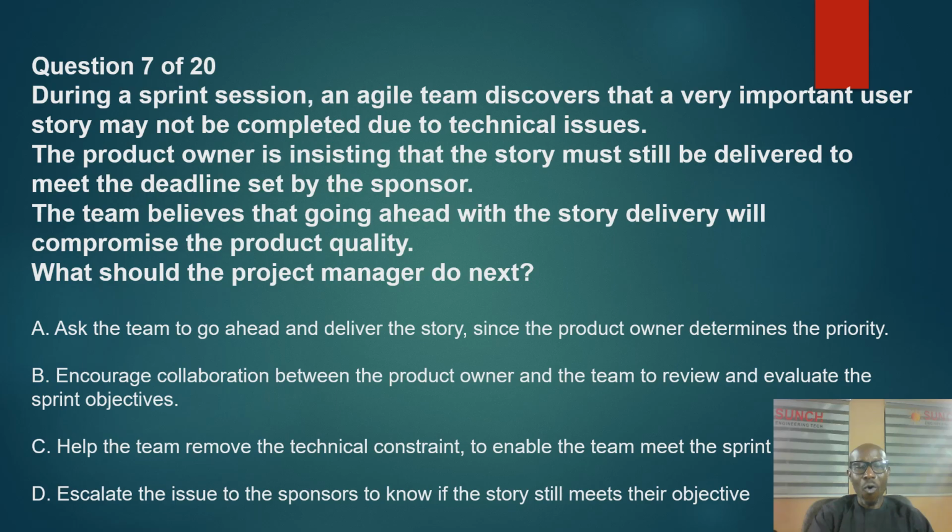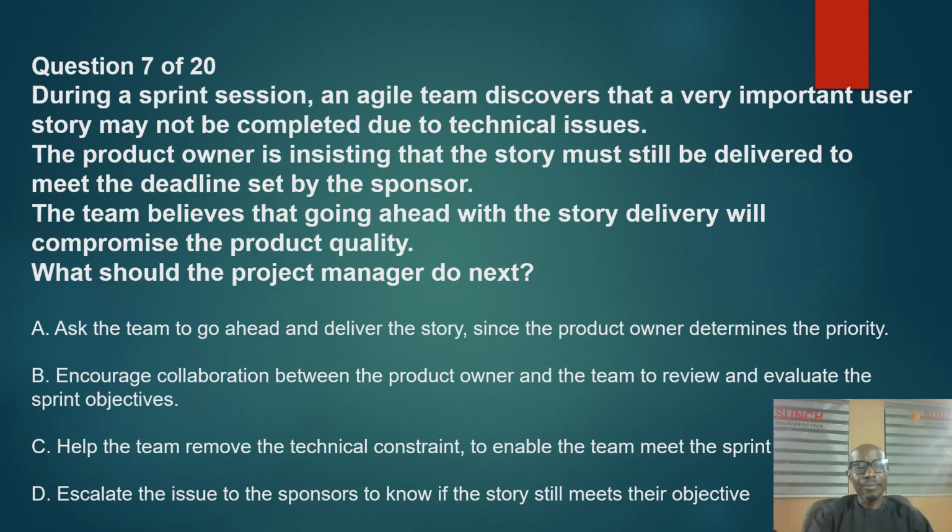A, ask the team to go ahead and deliver the story since the product owner determines the priority. B, encourage collaboration between the product owner and the team to review and evaluate the sprint objectives. C, help the team remove technical constraints to enable the team meet the sprint goal.